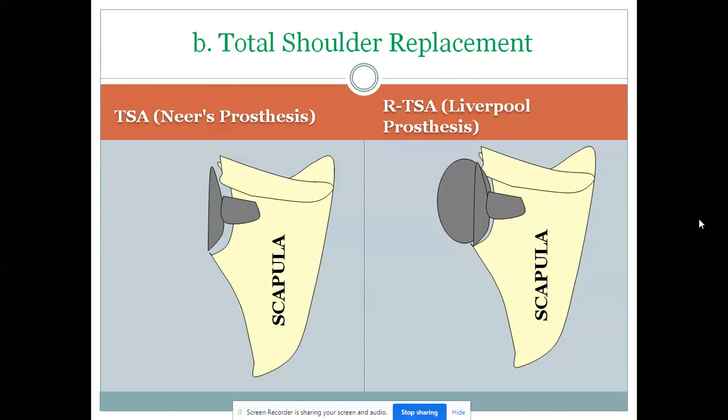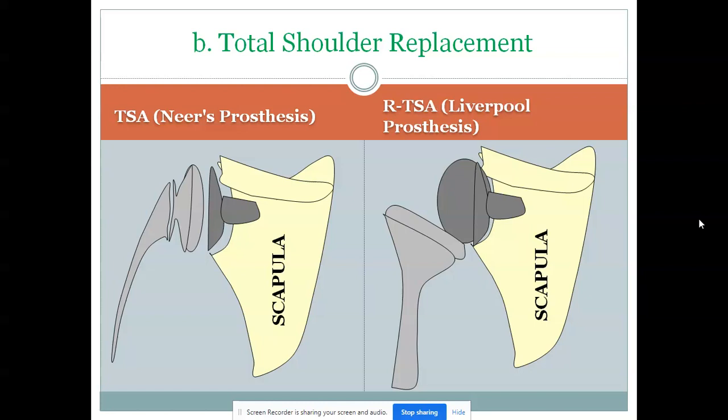Now, exactly opposite will be your humeral part. Hence, the humeral part in Neer's prosthesis is convex, whereas in Liverpool prosthesis it is concave. These are the two different types of total shoulder replacement.